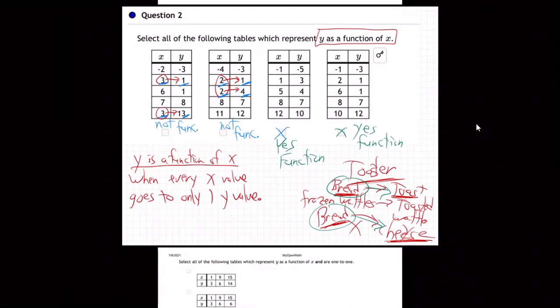You don't want the same x value going to two different y values. We don't like this right here. That's why it's a no-no. That'd be like a crazy toaster. So that's why we say that every x value must only go to one y value, not two different y values.